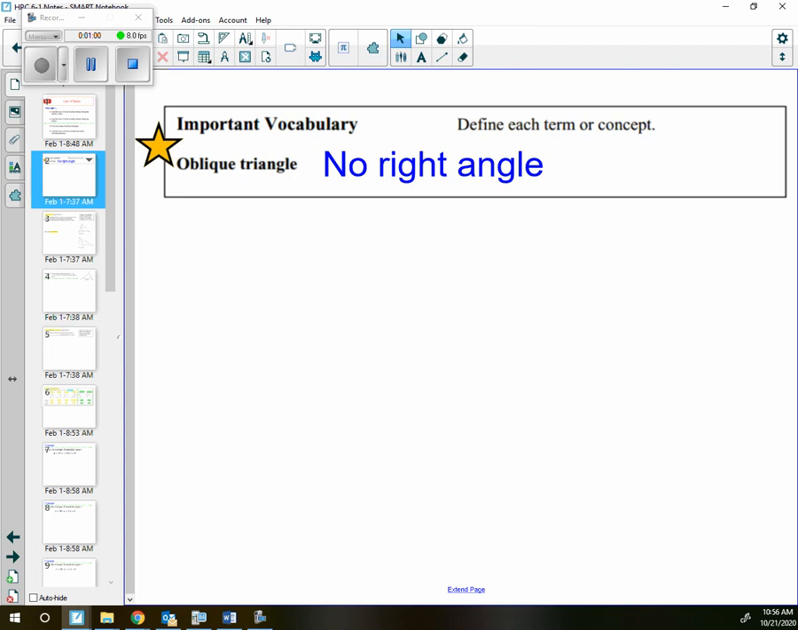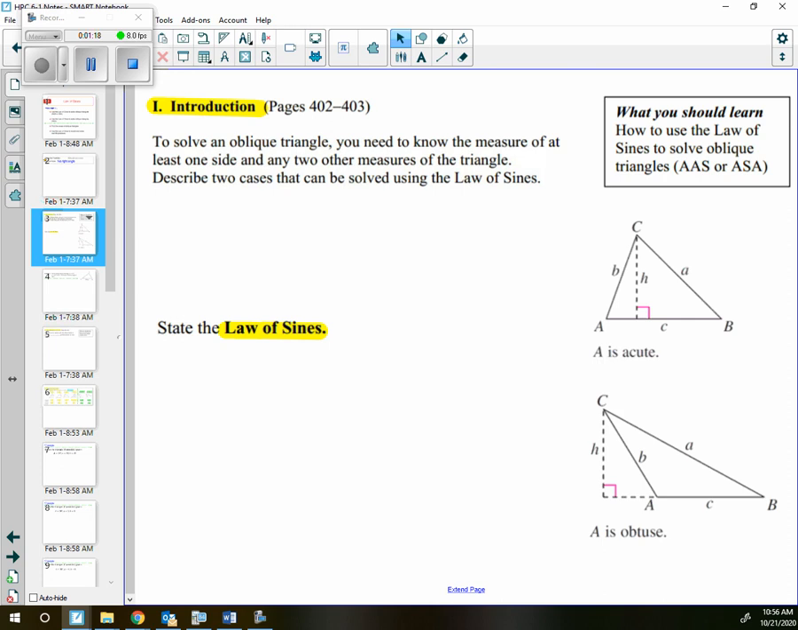So oblique just means no right triangle or no right angle. So you do not have a right angle in your triangle. So it's either acute or obtuse, but nothing's a right angle. So we can't use, again, that SOHCAHTOA, and we can't use Pythagorean theorem. So if we're trying to solve and find the missing pieces in our triangle, we have to use some other stuff. And our other stuff is going to be this law of sines. So we're going to talk about when can you use law of sines, and then also what law of sines is, and then how we're going to solve with that.